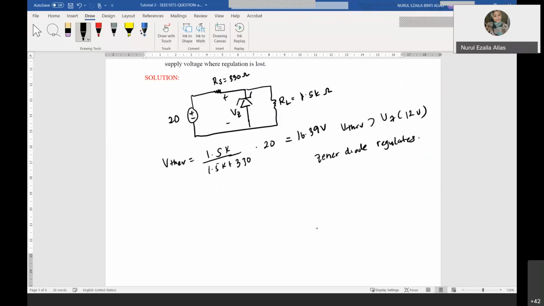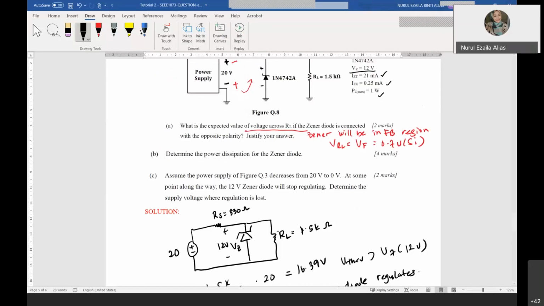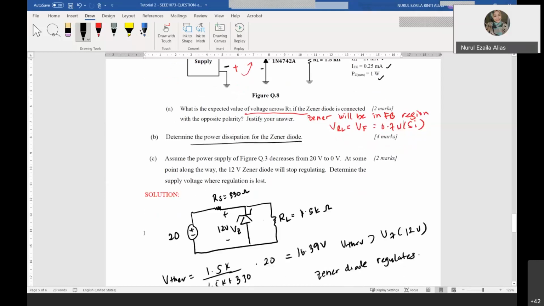So here is 12 volt. When you have VZ of 12 volt, what will be the voltage across RL as well? It is in parallel, so 12 volt as well. Therefore VL is 12 volt. Now go back to the question. They want the power dissipation at the Zener diode.